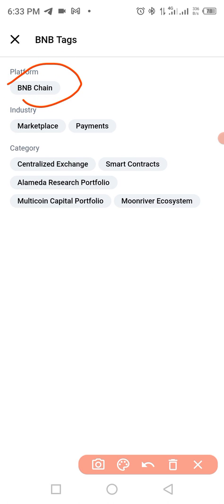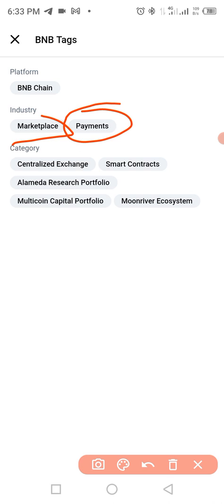All right, then the marketplace. What industry is it playing into? What is the major function of BNB? What is it used for? Marketplace. It is the native coin of the Binance Exchange, so it's like a marketplace, and then it's used for payment of gas fees. If you look at it here, the categories are centralized exchange and smart contract.